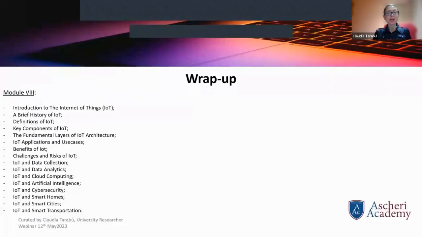So to wrap up our session today, we have briefly introduced the technology of the Internet of Things. We have spoken about a brief history of this technological advancement. We have provided some definitions of IoT. We have also described the key components. We have spoken about the fundamental layers of the IoT architecture. We have seen some applications and business use cases. We have dealt with the benefits of IoT, and we have also stressed the challenges and risks that have to be observed with this technology.